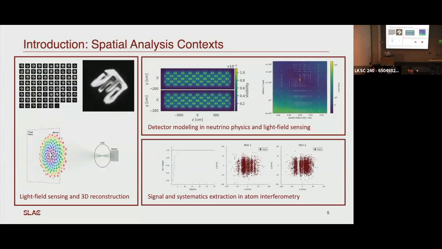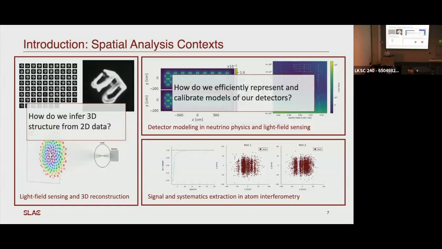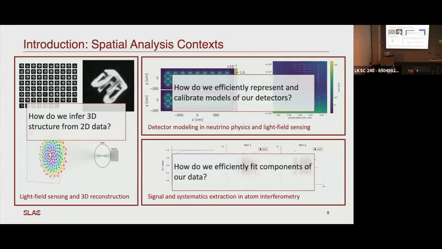These are very detailed things, but the broad questions associated with them are these. For light field sensing and 3D reconstruction: how do we infer 3D structure from 2D data? For detector modeling: how do we efficiently represent and calibrate models of our detectors? By calibration, I mean matching the simulations, or digital twins, with real data. And the last: how do we efficiently fit components of our data? These are the big questions that I think are more broadly applicable than these contexts, so I'm curious if they apply to spatial biology as well.